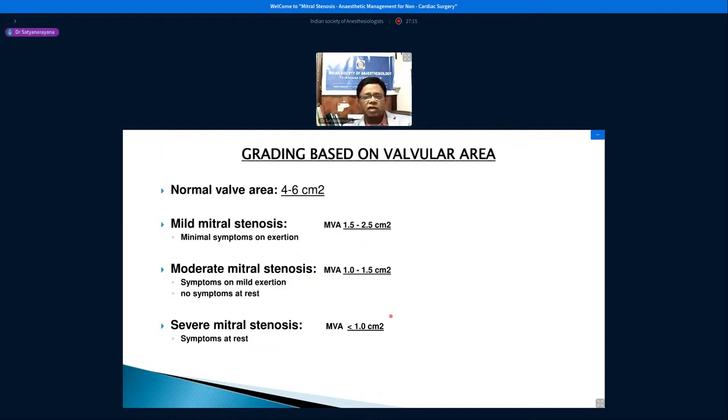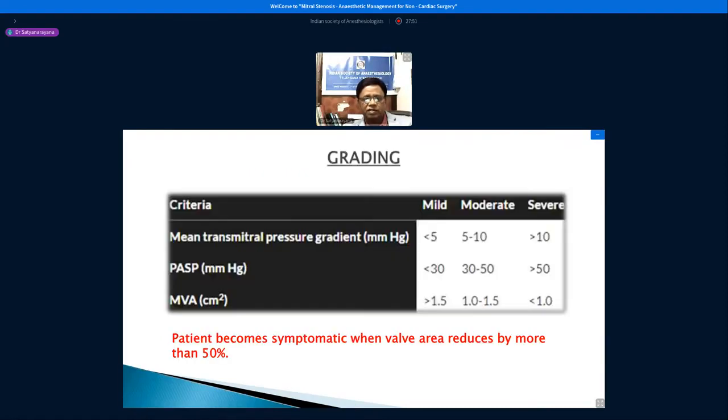Then the grading based on the valvular area, we are all familiar. A normal valve area is 4 to 6 square centimeters. It can be graded as mild, moderate, or severe based on the valvular area. The mild range is 1.5 to 2.5 square centimeters. At this stage, the patient has very minimal symptoms on exertion. In moderate mitral stenosis, from 1 to 1.5 square centimeters, there are symptoms on mild exertion, but no symptoms at rest. But in severe stenosis, where the valvular area is less than 1 square centimeter, symptoms are present even at rest.